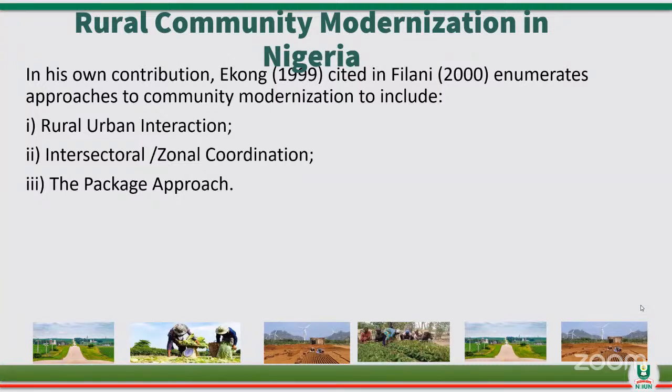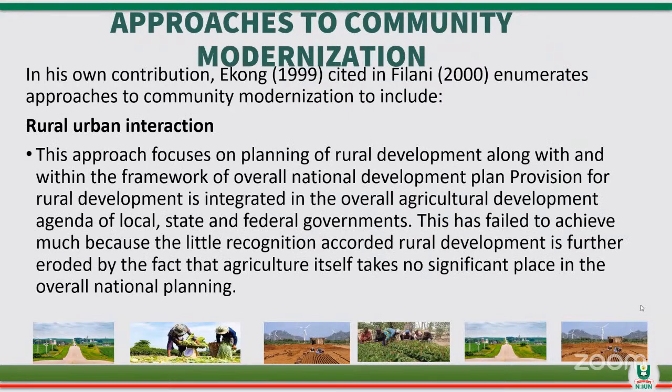Now, other scholars like Ekong and Fellaini enumerate approaches to community modernization to include rural-urban interactions, intersectoral zonal coordination, and the packaged approach. Okay, now community modernization using rural-urban interaction. This approach focuses on planning of rural development along with and within the framework of all national development plans and provisions. Some of you will remember this approach.